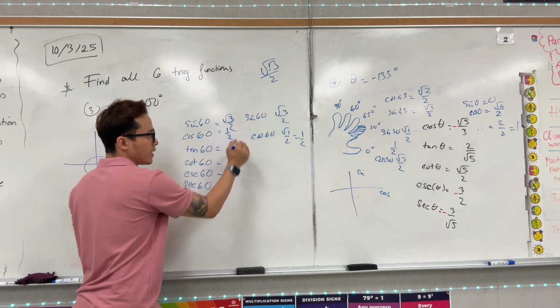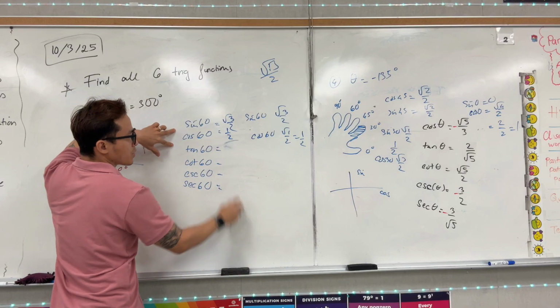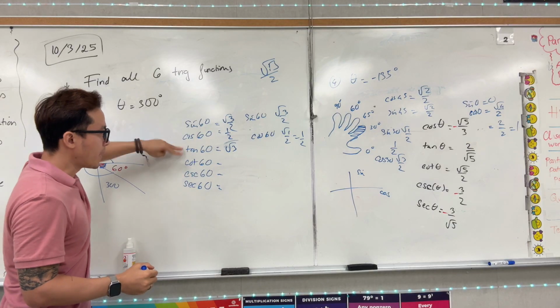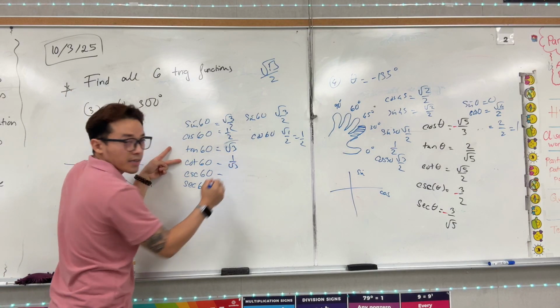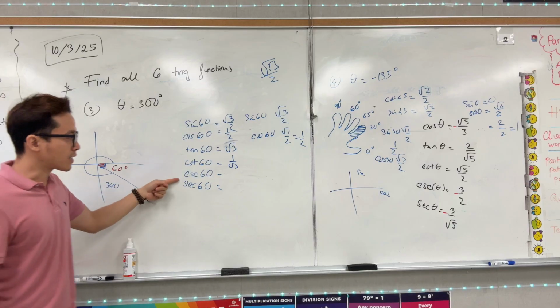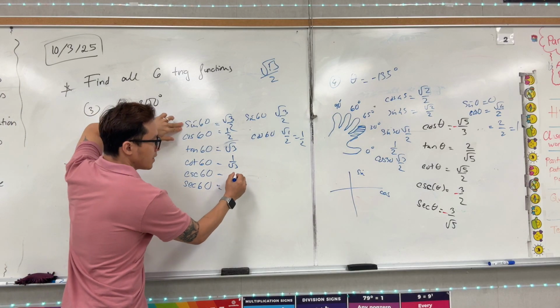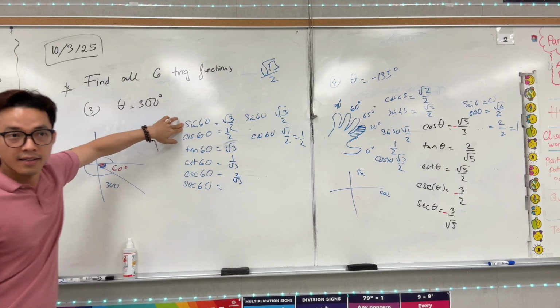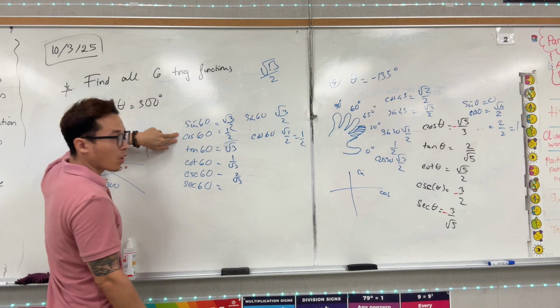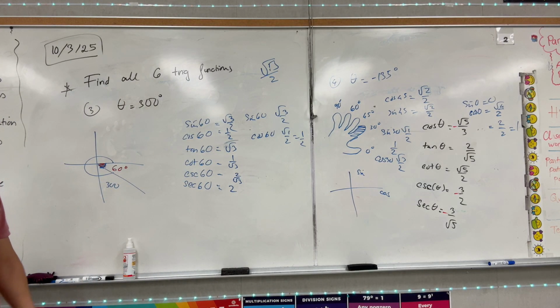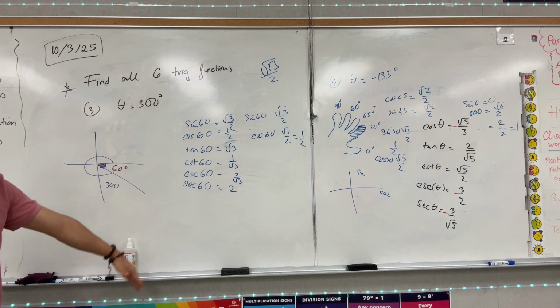Yeah? And then when you divide sine by cosine, the 2 and 2 cancel out, you have square root of 3. And then you flip this one, you're going to have 1 over square root of 3. Right? And then for cosecant, you're going to flip the sine, so you're going to have 2 over square root of 3. And then secant, you're going to flip the cosine, then you're going to have 2. Yeah? Now see, when you understand it, it's kind of easy.